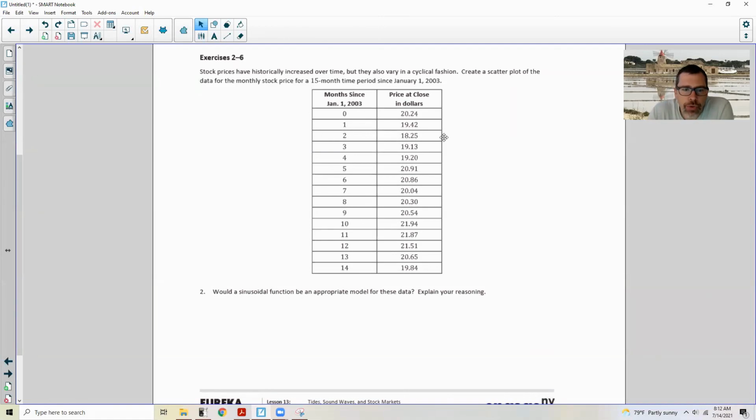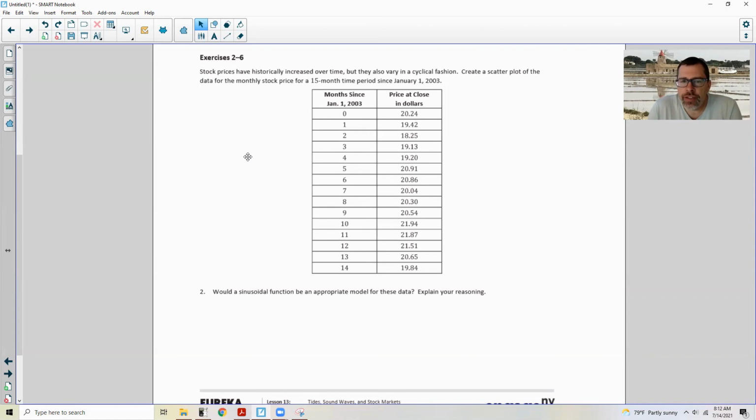Okay, exercises 2 through 6. Stock prices have historically increased over time, but they also vary in a cyclical fashion. They don't just go up, up, up. They go up a little, then they go down a little, and then they go up some more, up a little more, and then down.